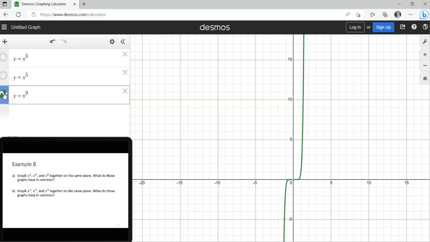And what they all have in common is they have this S shape to them. They go up really quickly on the right side, they go down really quickly on the left side. So basically x to an even number is sort of a U shape, x to an odd number is more of an S shape.